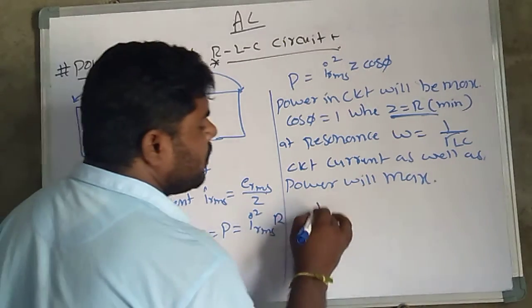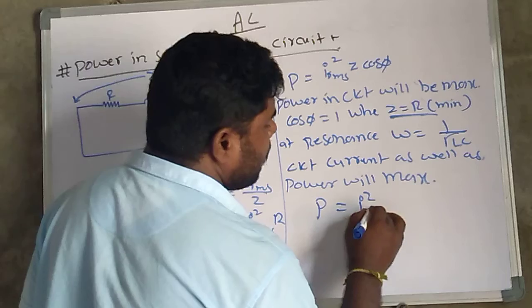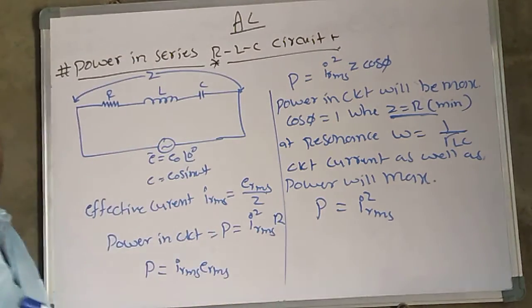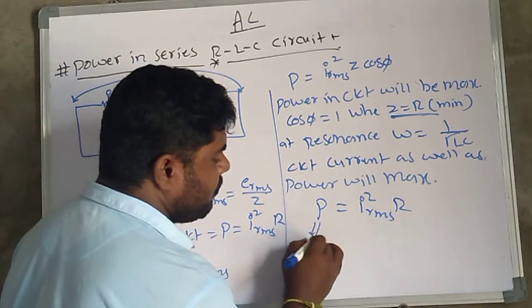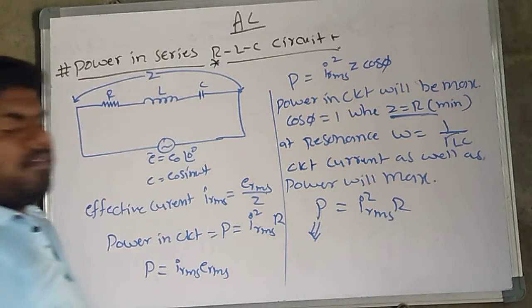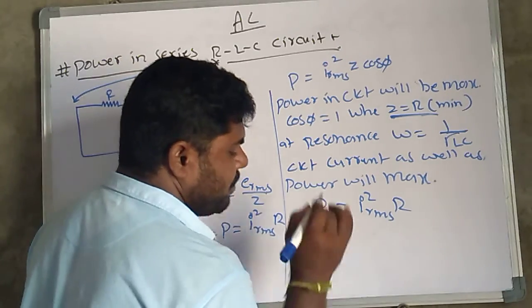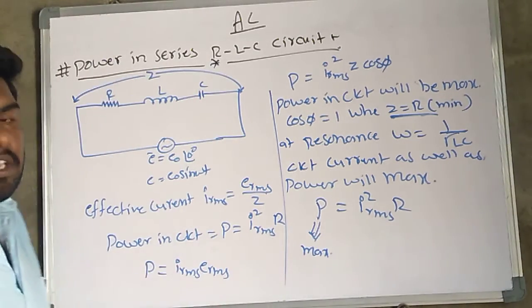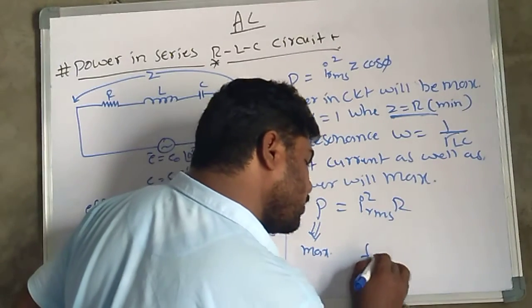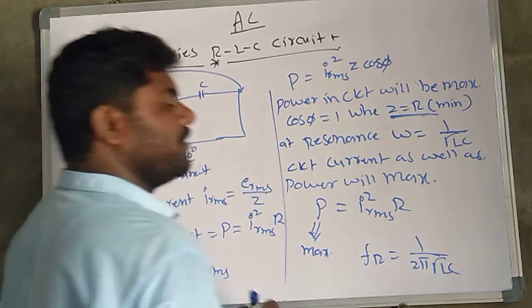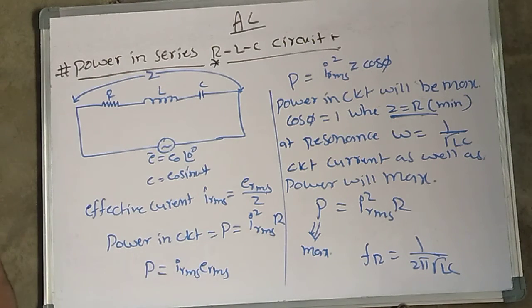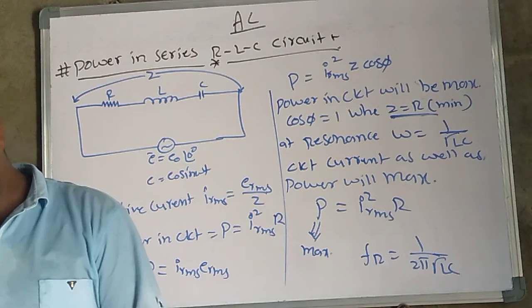That power is equal to I squared RMS into R, where Z is equal to R. This value is nothing but the maximum power. So the resonance frequency is equal to 1 by 2 pi root of LC. Here we are going to discuss the power versus resonance frequency graph.